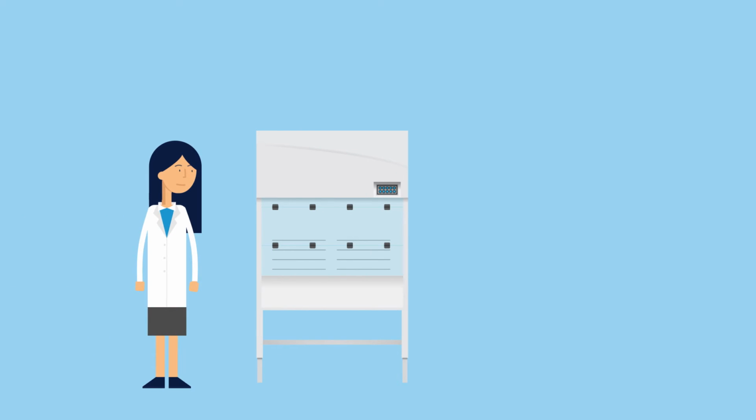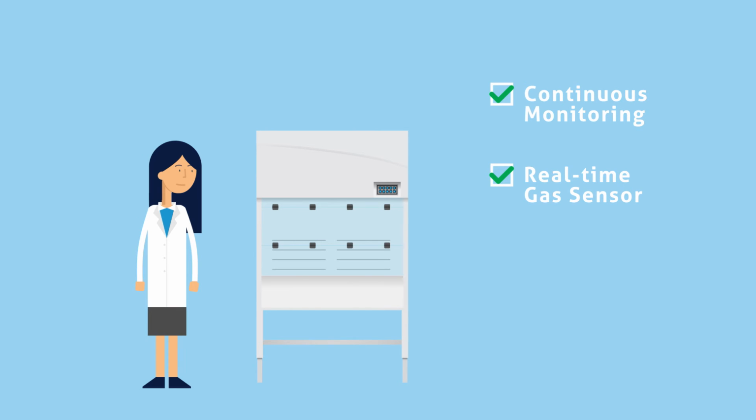Recent advances in monitoring and safety controls, including continuous monitoring of phase velocity and filtration, ensure worker safety. Real-time gas sensors can prevent accidental exposure to toxic chemical fumes or vapors, and visible and audible alarms can alert the operator to filter saturation.